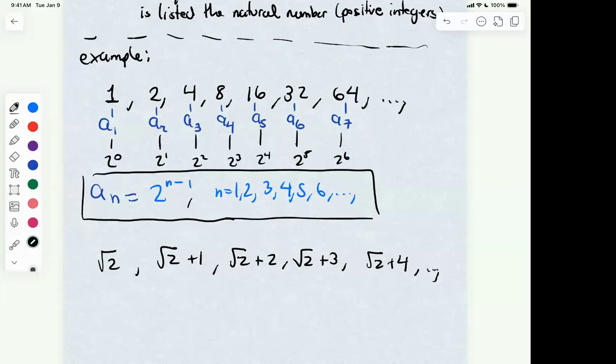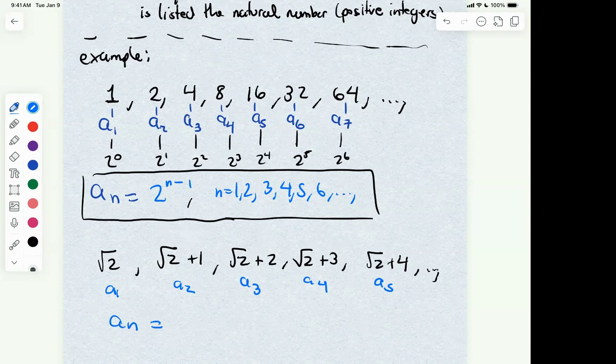So in this case, again, this would be the first element, second element, third element, fourth element, fifth element. This would be what? Root of 2 plus and minus 1. Would that work? Yeah, the amount that you add is one less than the integer, the number here, right?